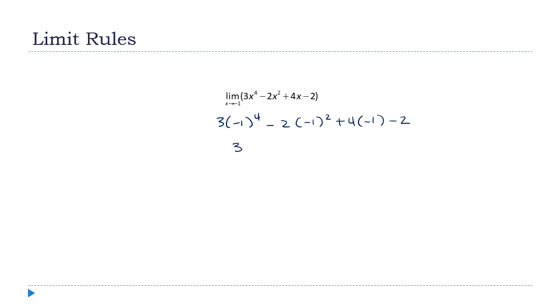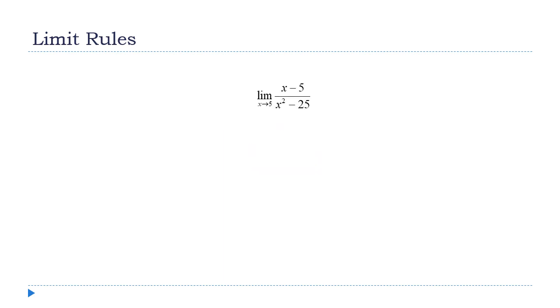That's 3 minus 2 minus 4 minus 2, so 2, 4, 8, 3 minus 8, that's minus 5. That's the base method that we're going to use as our starting point when evaluating limits. Just put the number in and see what happens.